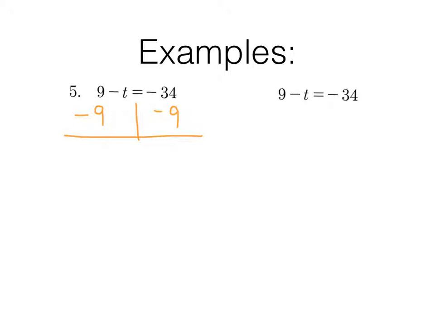Now that leaves me, again, be careful, negative t. Negative t equals negative 43. That's like saying negative 1t. So how could I get rid of that negative 1? I can divide by negative 1, giving me t equals positive 43.